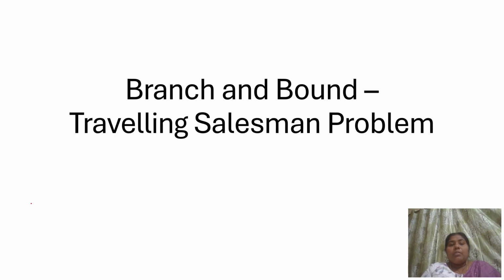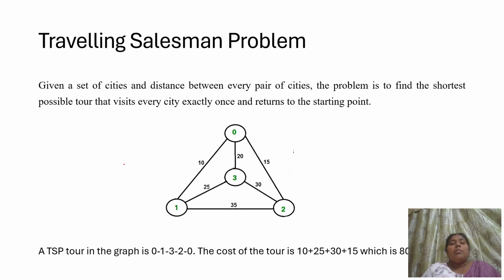Before seeing how it is solved using branch and bound, I want to explain what a traveling salesman problem is. Here we are given a set of cities. How many cities are there? We have 4 cities in this graph, and all the cities are connected by edges. These edges denote the distance between every pair of cities.